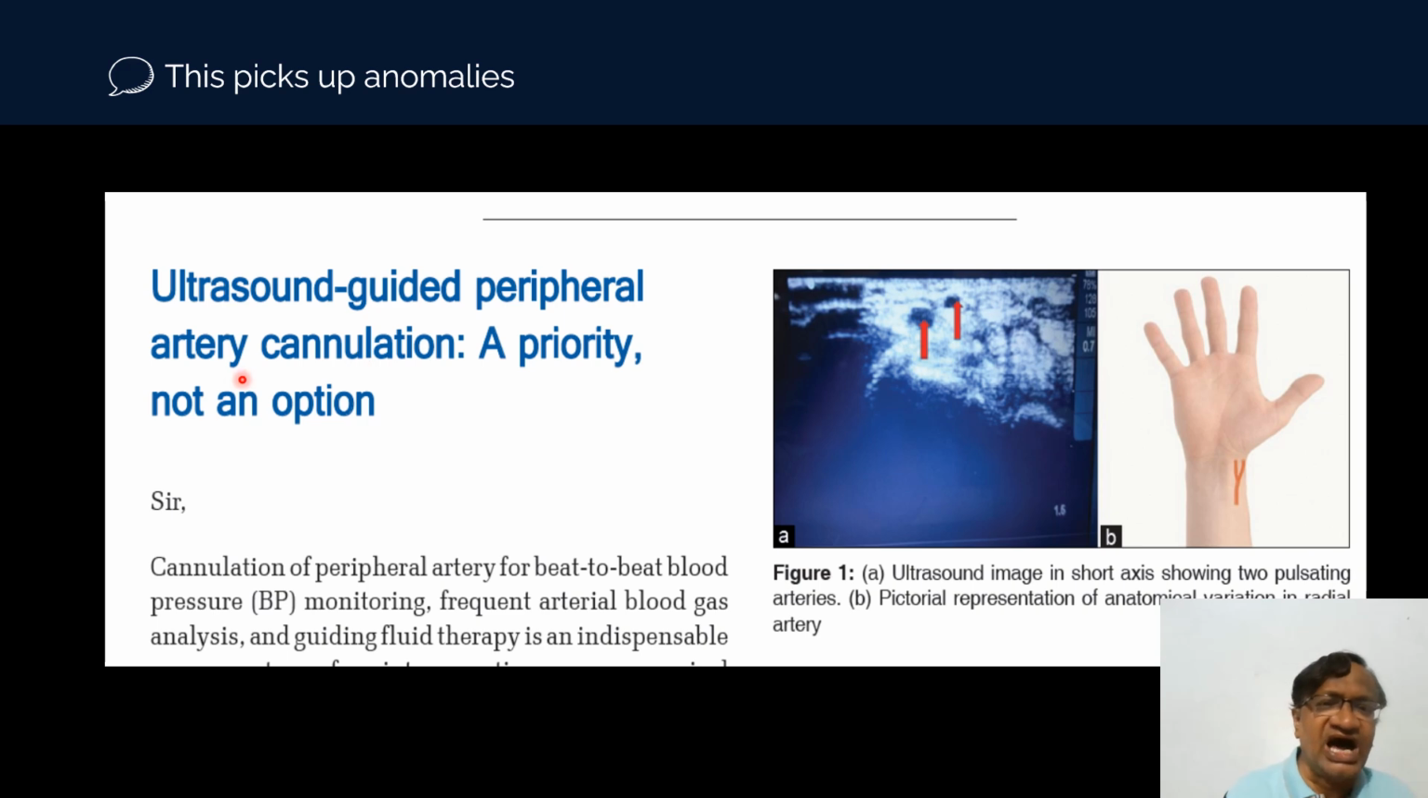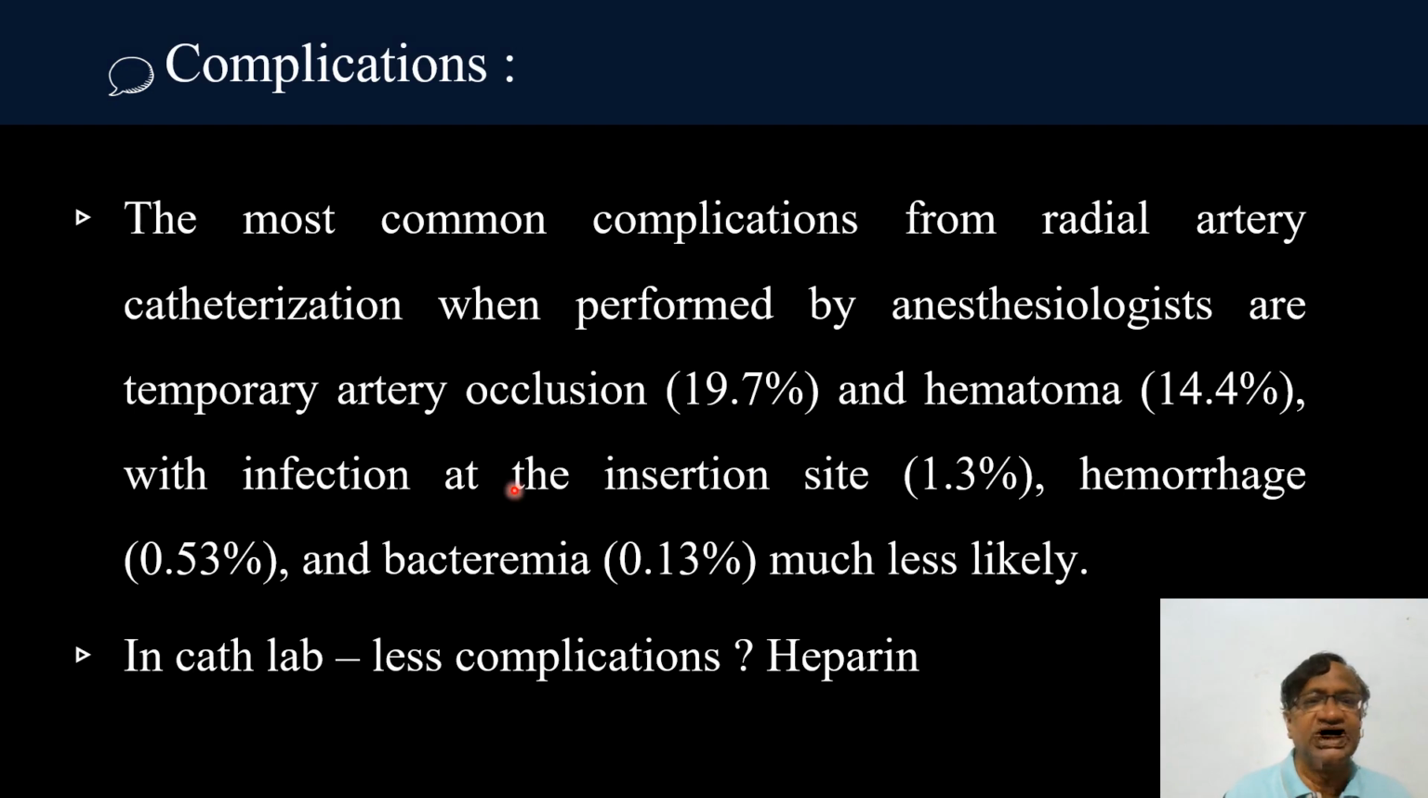Ultrasound-guided peripheral arterial cannulation: a priority, not an option. The most common complications from radial artery catheterization when performed by an anesthetist are temporary artery occlusion. The artery is occluded partly, some hematoma, some bleeding. You just give compression. Mostly it is nothing. Infection and bacteremia are very unlikely. In the cath lab, the complications are less because they often use heparin.